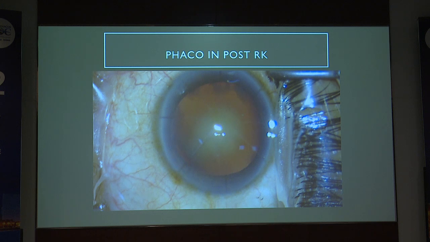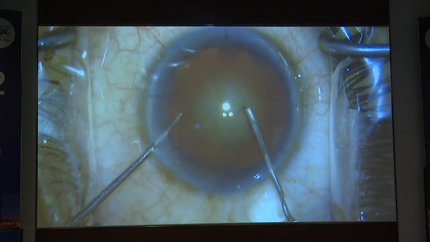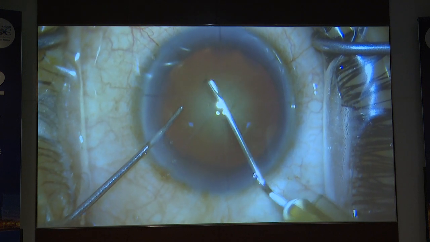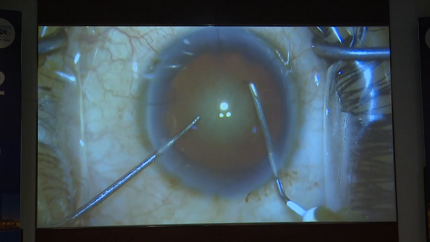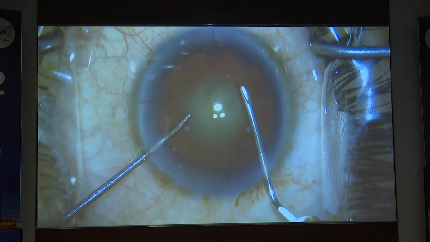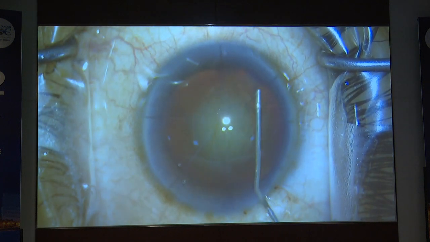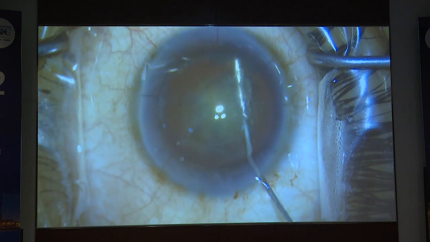So the problems in post-PK RK, I'm not showing the video because we are out of time. But the most important thing you have to remember is that these incisions can give way. So do an ASOCT to find out the depth of the incisions, and wherever you're placing your incision, just make sure it is between the two marks.